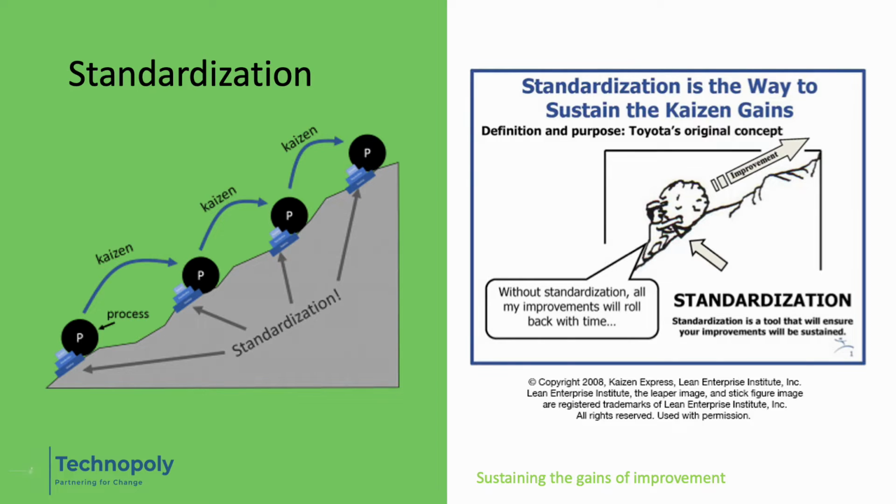In essence, when we apply standardization on the improvements that we have learned along the way, we are securing these improvements, and they will serve as the foundation of future improvements of our process. Standardization, as the diagram on the left shows, helps us make sure that we don't backslide or go back to where we were. By having these standards in place in our processes, we make sure that we keep moving forward and not go back to where we started.